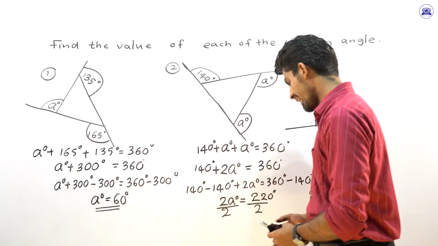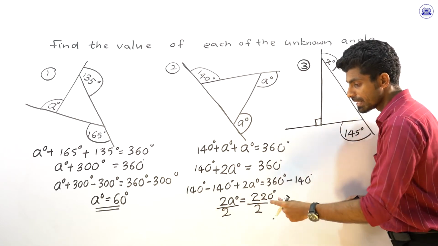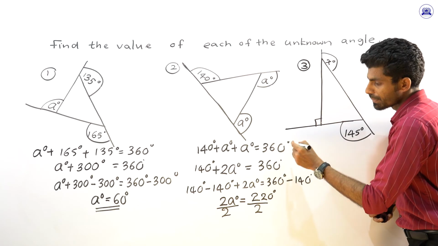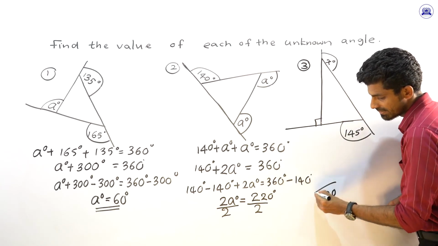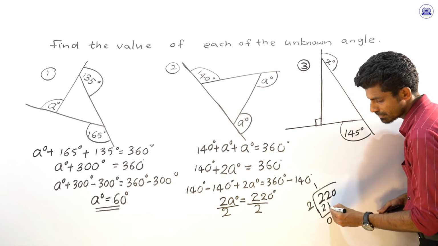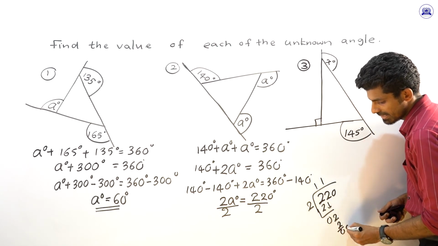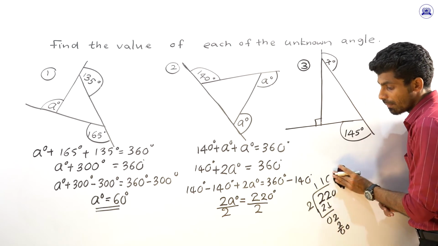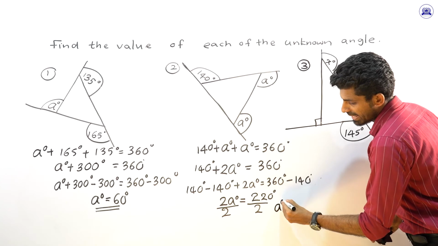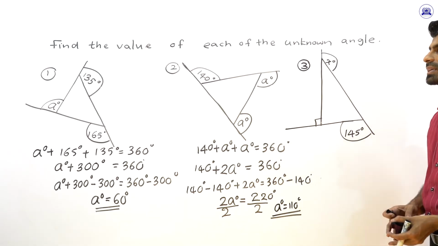So 2A, very easy, my mate. The 2 and 2 cancel out. So 220 divided by 2. What is the value? 220 divided by 2 is 110. That one is very easy. A equals 110.